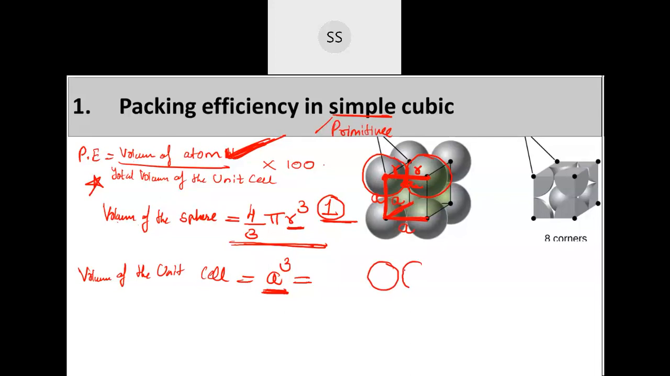See properly, this is the edge length of the cube. So I have only half of the atom occupying. From this distance to this distance, if you calculate, only r is being occupied. Again, from the center of the second atom till here, only r is being occupied. So the a value is going to be 2r.